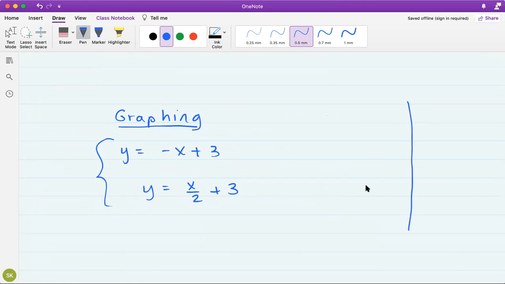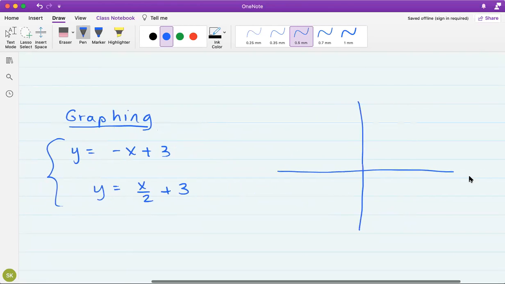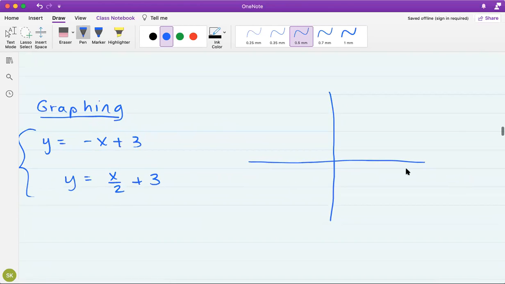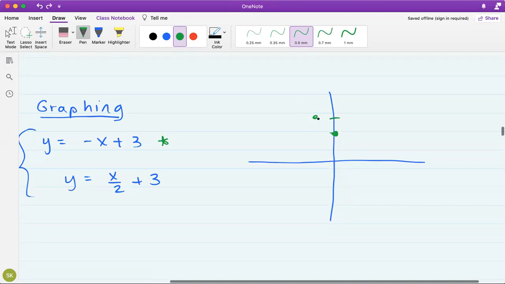What I'm going to do is make my xy plane and try to graph this. Now you can graph it by hand, and you can also use a graphing calculator. This particular example is really easy to graph by hand. So let's see. For the first line, we go through the point 0, 3. That's the y-intercept. And the slope is up 1, down 1. Sorry, up 1 and to the left 1, or down 1 and to the right 1. So just an idea of what this graph looks like. Something like this.